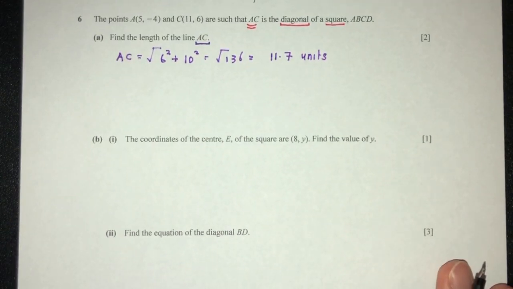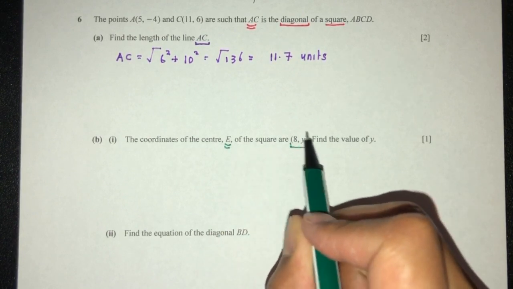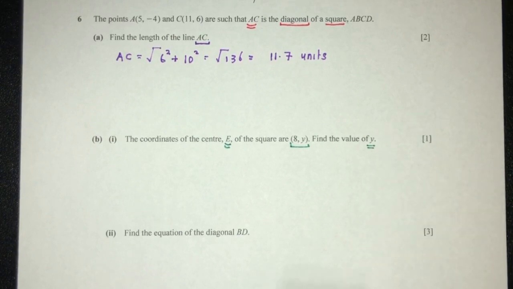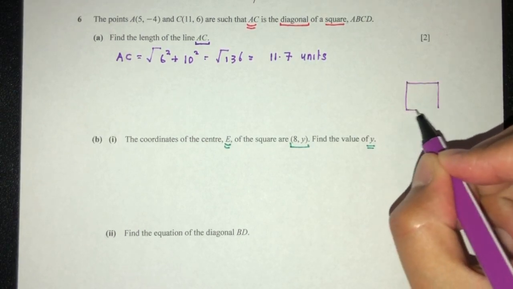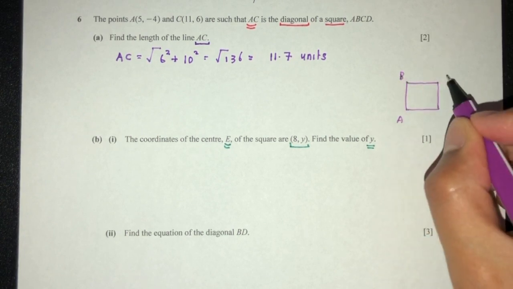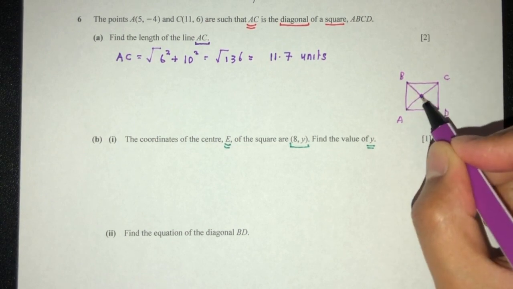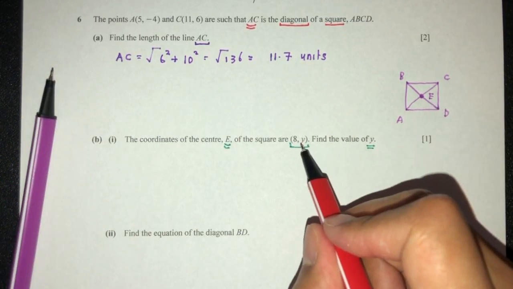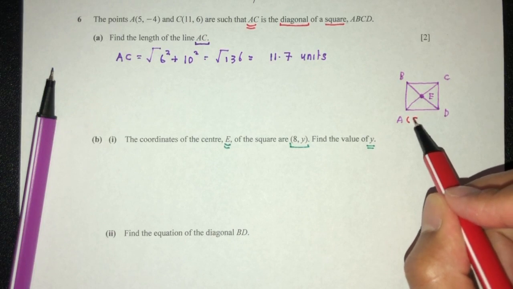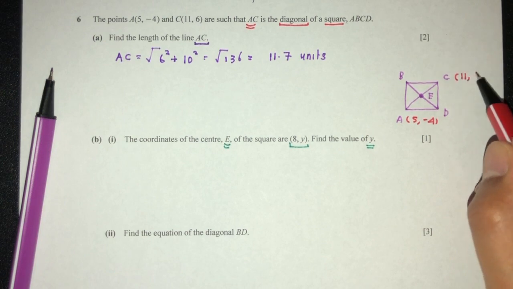We have to find the coordinates of the center E of the square. It is 8, y. Find the value of y. So again, I would say it's best to draw something because you can understand exactly what's happening. So let's say this is my square, A, B, C, and D. These are my diagonals. This is my point E. So I know the point E is given to you by 8, y, okay? The point A is given to you by 5, minus 4. The point C is given to you by 11 and 6.